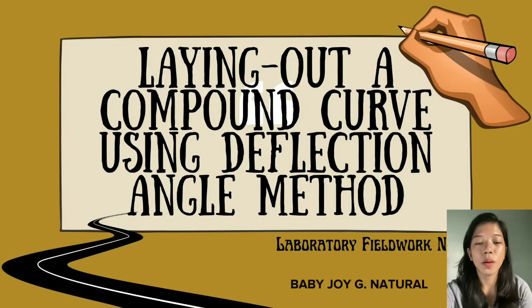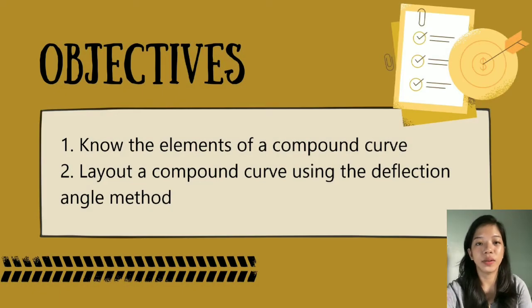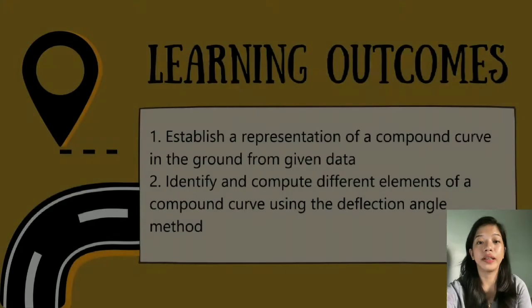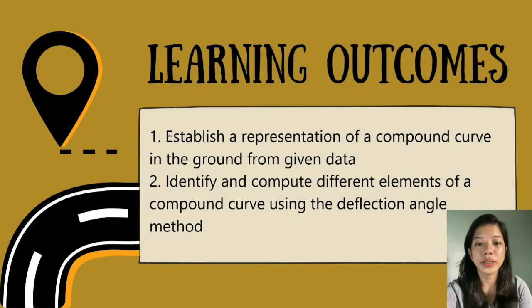So for laying out a compound curve using the deflection angle method, these are the objectives: to know the elements of a compound curve, and also to lay out a compound curve using the deflection angle method. The learning outcomes are to establish a representation of a compound curve given the ground data, and also to identify and compute different elements of a compound curve using the deflection angle method.